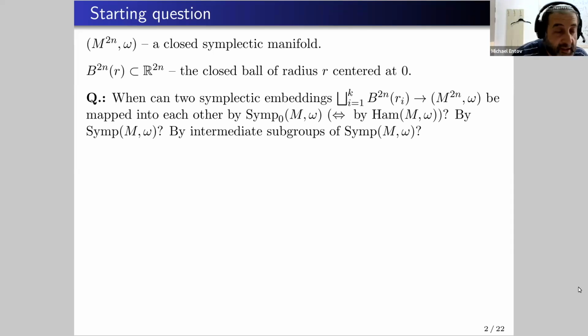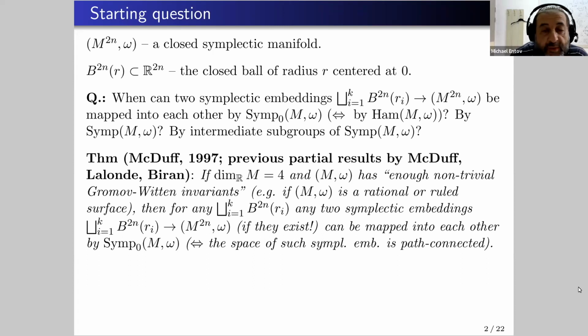In dimension 4, there is a classical result of McDuff. Previous partial results were due to McDuff, Lalonde, and Biran, and it says that if we have a 4-dimensional closed symplectic manifold which has, roughly, enough non-trivial Gromov-Witten invariants, for instance CP2, a blow-up of CP2, or CP1 cross a surface, a symplectic direct product, then the space of symplectic embeddings of any collection of balls is connected, provided it is non-empty, of course. And connectedness in this case is the same as saying that they all lie in the same orbit of the action of Symp_0.